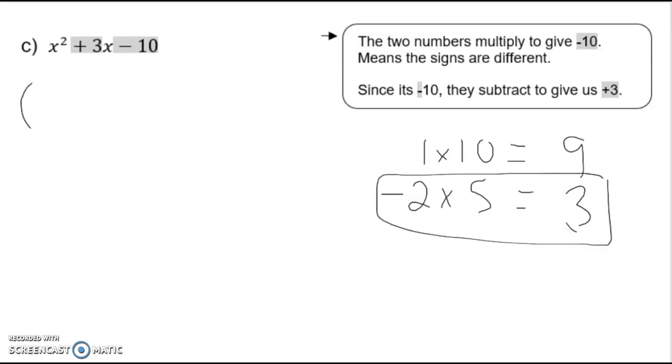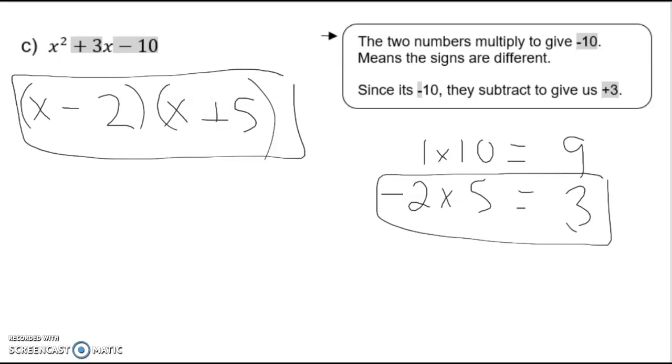So I open up my brackets, and we're dealing with x's. So I'm going to put in an x at the front of the bracket, and then we fill in one bracket gets negative 2, and the other bracket gets plus 5. So let's add it in, negative 2 and plus 5.